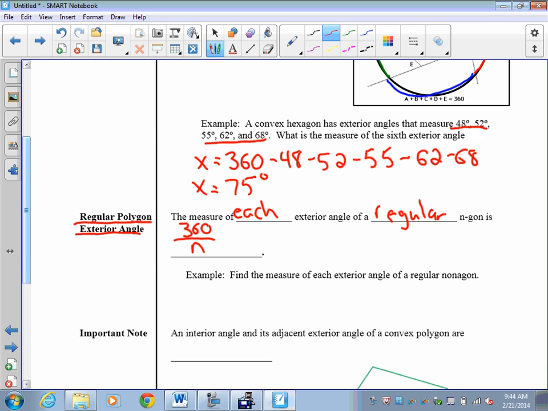So we're just going to use the formula. This problem says find the measure of each exterior angle of a regular nonagon. So that means n is equal to 9. So we have 360 divided by 9, which is 40 degrees.